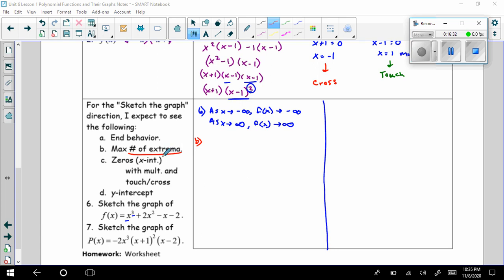And as I stated before, this is turning points. Your turning points, we always look at the number of exponents. The degree here is 3, excuse me. So the number of max extrema is 2. It is always 1 less than the highest degree.